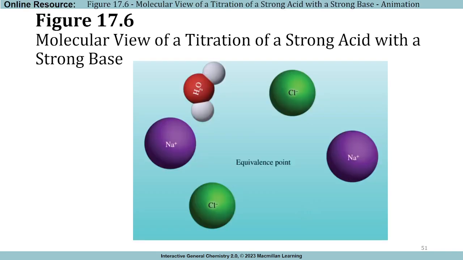This would be the molecular view of a titration of a strong acid with a strong base. We're adding sodium hydroxide to this, and it's reacting with the H+. That leaves us with sodium chloride from the HCl, and we'll have waters that were made from the H+ and OH-. And so that is salt water.